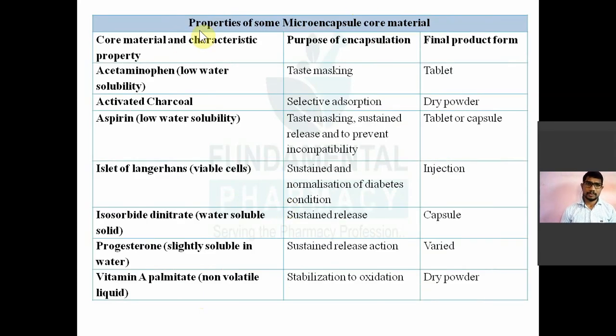So there are a few core materials which have been microencapsulated to improve their properties. For example, core material and their characteristic property, purpose of encapsulation, and final product form or dosage form. For example, acetaminophen, paracetamol, has lower water solubility and also a very bitter taste. Microencapsulation of acetaminophen will mask the taste. So the purpose of microencapsulation of acetaminophen is taste masking, and it is formulated in the form of a tablet.